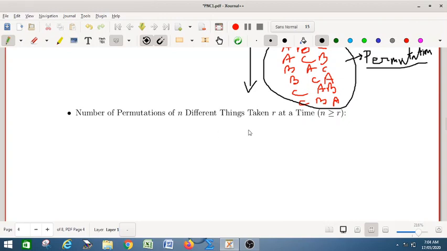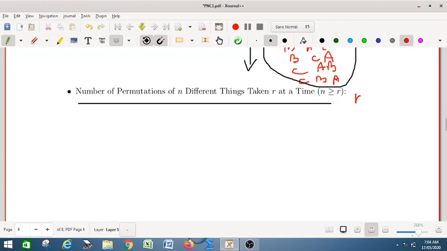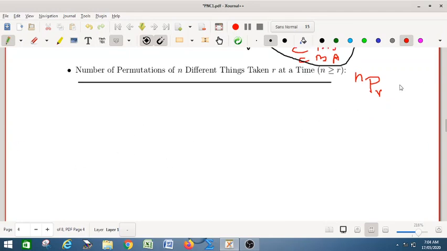Suppose I want to discuss the first formula for permutation and some notations. The first is the number of permutations of n different things taken r at a time, written as nPr, where n is greater than or equal to r, and all are different things. The result is equal to factorial n divided by factorial n minus r. Already I have discussed factorial, the product of n natural numbers. So this is the factorial notation: n factorial by (n minus r) factorial.